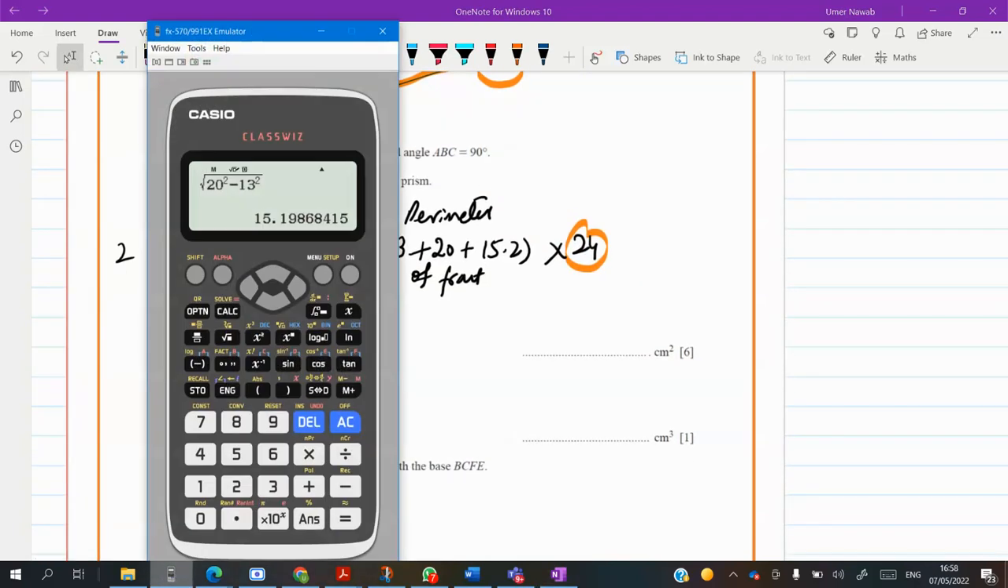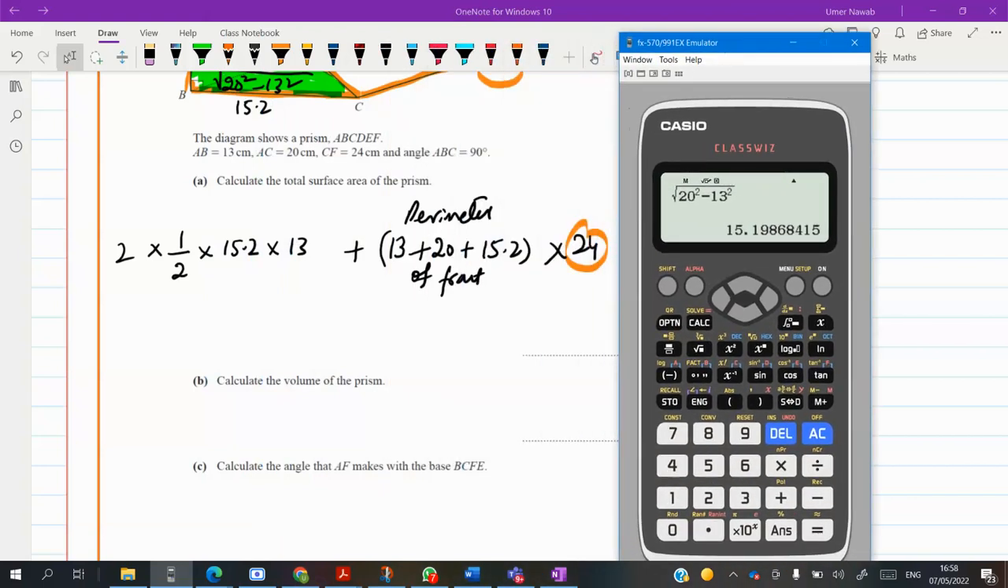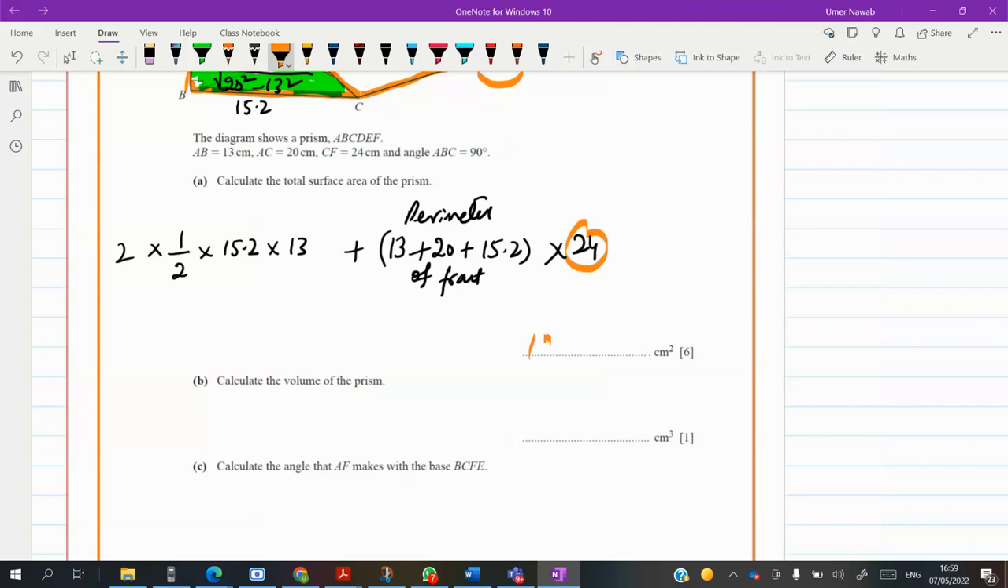Let's calculate it. 15.2 times 13 plus bracket open 13 plus 20 plus 15.2 bracket close times 24. It gives us 1354.4, or you can simply write 1350.